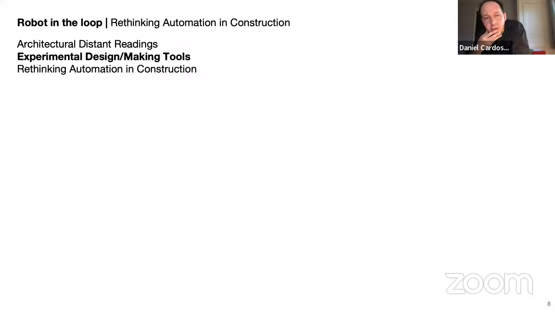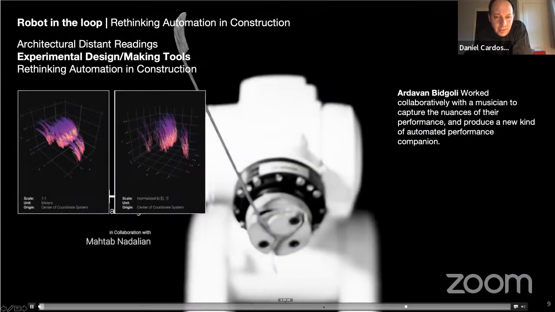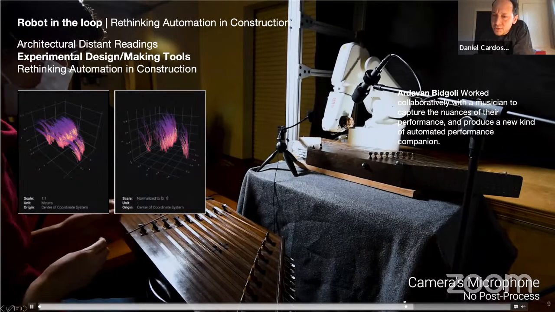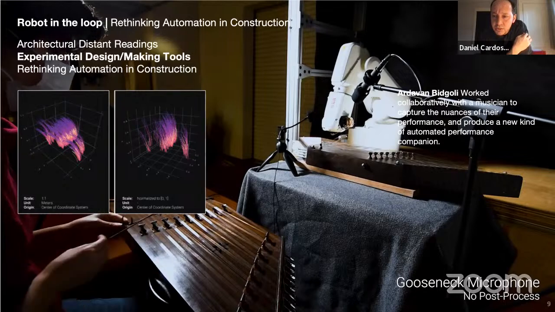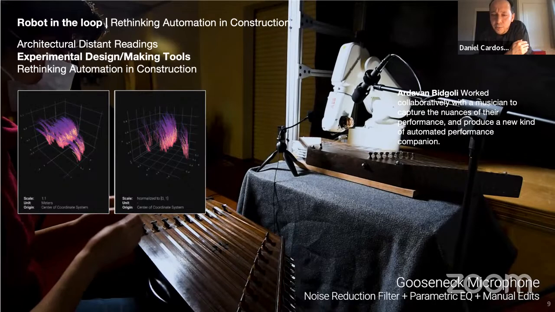The second strand is experimental design and making tools, which broadly looks at new kinds of design interfaces that involve gestural or embodied modes of interaction between designers and makers with design representations or materials. In this particular project, led by one of our PhD students, Ardon Dijboli, he worked collaboratively with a musician playing santur, which is a traditional Persian instrument, to develop a custom performance companion robot.